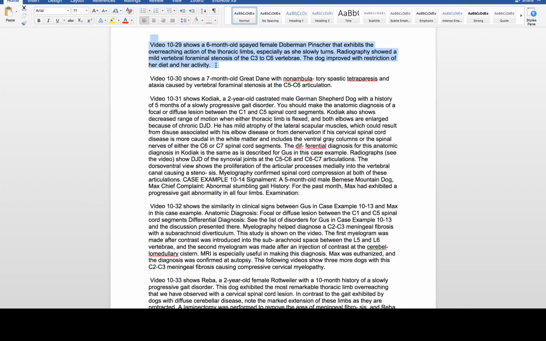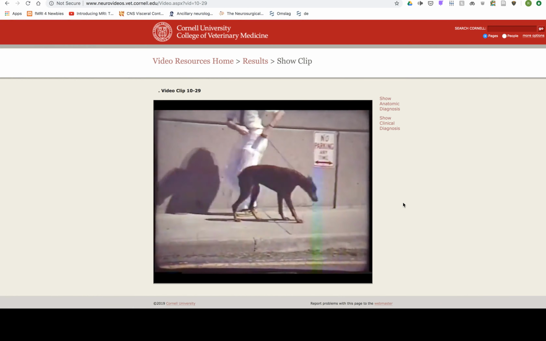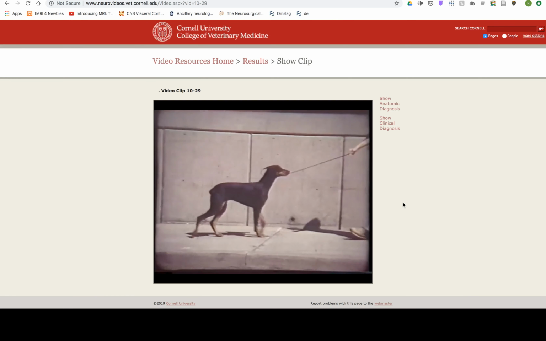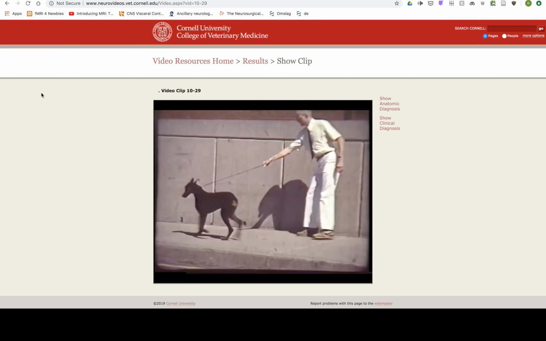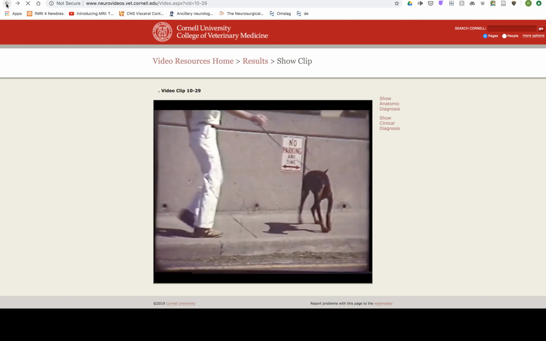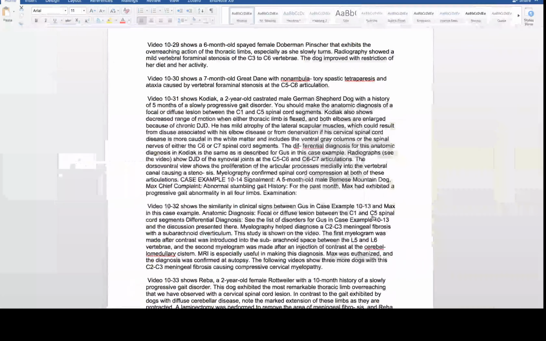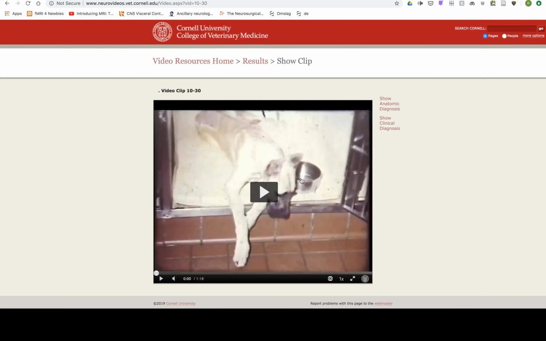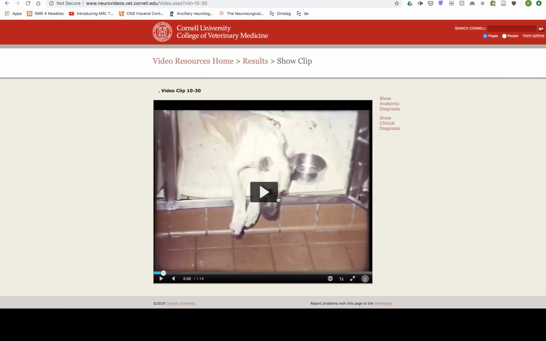The following videos show examples of young dogs with cervical vertebral foraminal stenosis. Video 10-29 shows a 6-month-old spayed female Doberman Pinscher that exhibits the overreaching action of the thoracic limbs, especially as she slowly turns. Radiography showed a mild vertebral foraminal stenosis of the C3 to C6 vertebrae. The dog improved with restriction of her diet and her activity. Video 10-30 shows a 7-month-old Great Dane with an ambulatory spastic tetraparesis and ataxia caused by vertebral foraminal stenosis at the C5, C6 articulation.